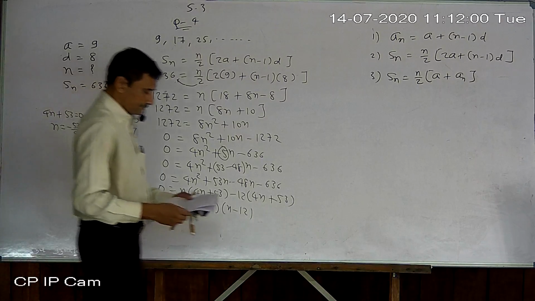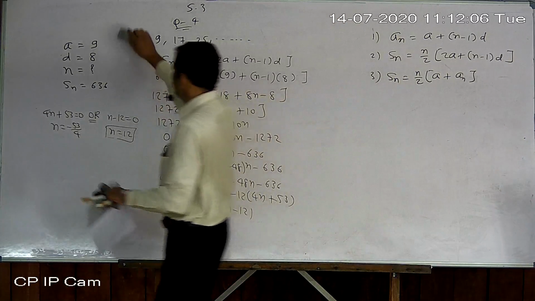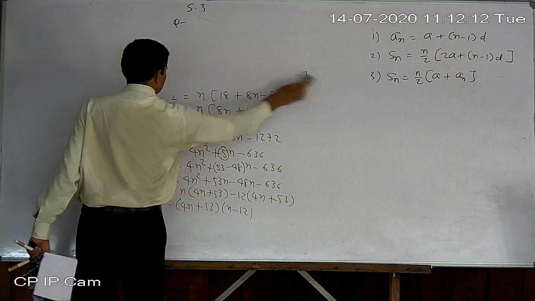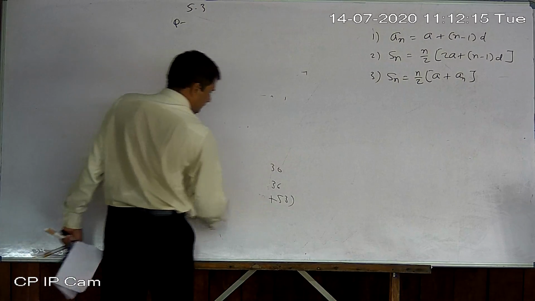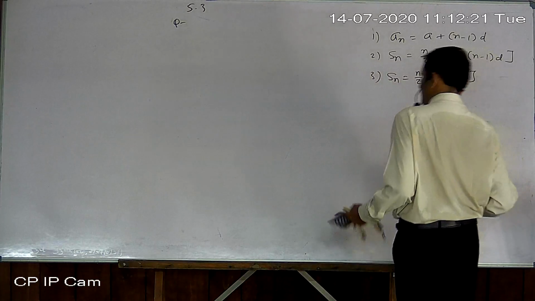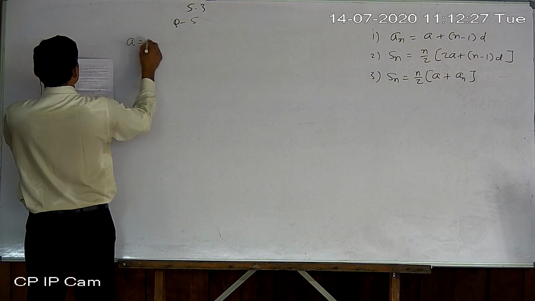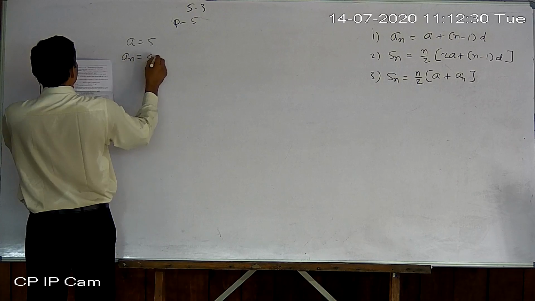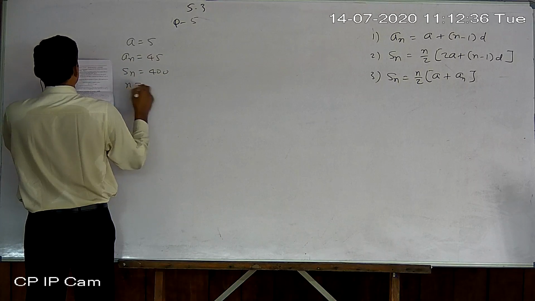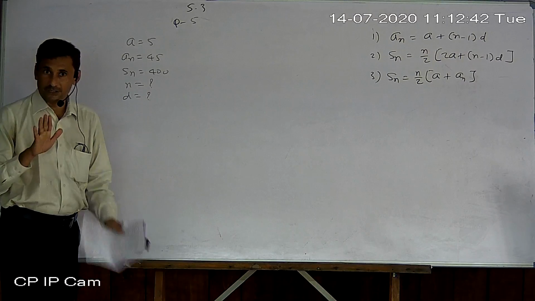Okay. Now look at the next one, number 5. First of all, try to prepare a symbolic list of whatever is given. a, the first term, is 5. The last term, an, is 45. Sum is 400. Find the number of terms, n, and common difference d. Just like yesterday's main question number 3, where we solved lots of sums.